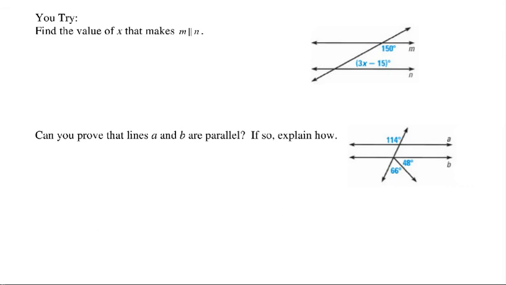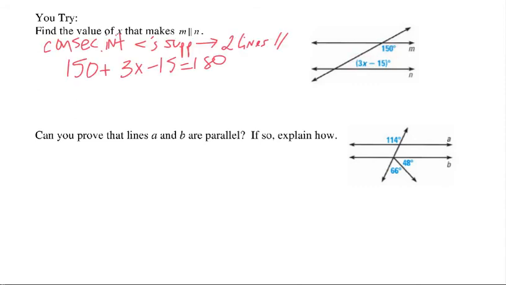Alright, so in the first question, we should get x equals 15 as your final answer. The second one, you should get yes, that you do have enough information, and these are the reasons why. In the first one, these two angles are consecutive interior angles, and we know that those are supplementary. And if those two angles are supplementary, then we know that the two lines are going to be parallel to each other. So if we add the two consecutive interior angles together and set them equal to 180, there's our equation.